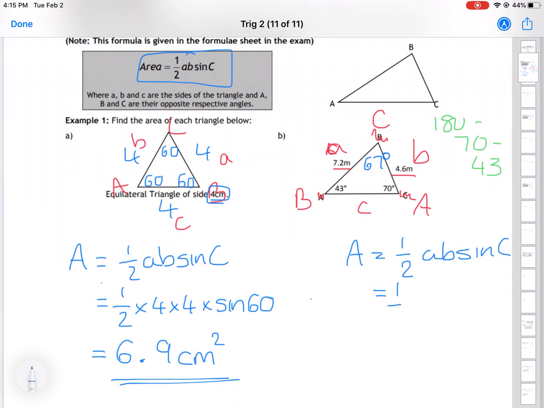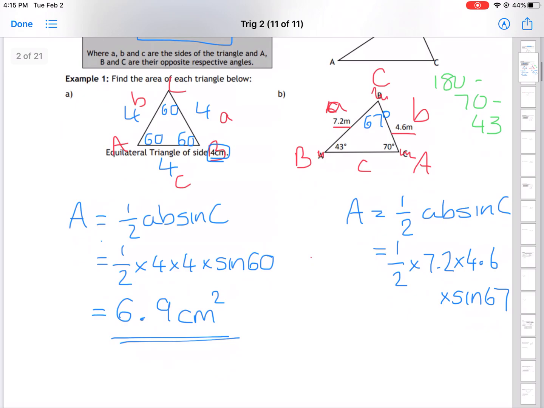Putting in what I have then to the formula, it's a half times side A, which I've labelled as 7.2, times side B, which is 4.6, times sine of angle C, which is 67. Put all of that into the calculator, round it to one decimal place, and we will get 15.2 metres squared. Again, we're working with area of the triangle. Our units are in metres, so we have to use metres squared.